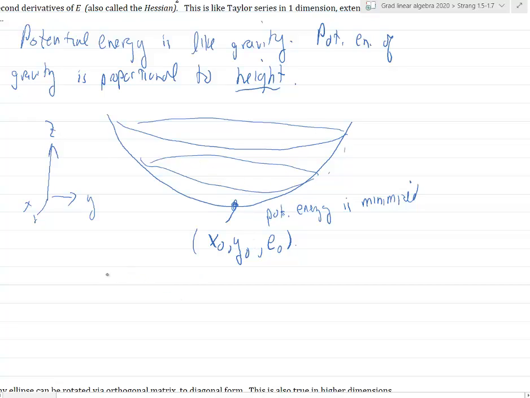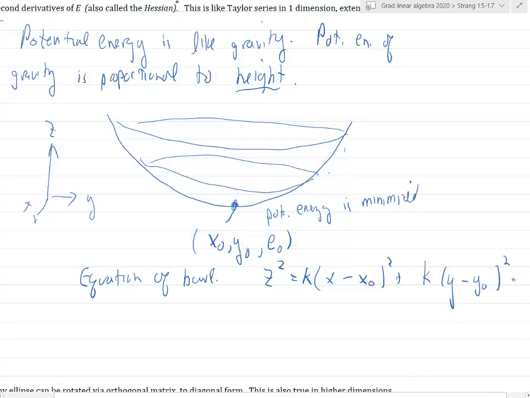So the equation of this bowl has the form: I had before z equals k times x squared plus y squared. I have to modify this a little bit. Now, how do I have to modify this? Because it starts at x0, y0, I have to translate so that the zero point is at x0, y0. And I have a k to give the steepness. And then I also have plus e0, because that's the vertical shift. So x0, y0 is the zero point, and e0 is the vertical shift.